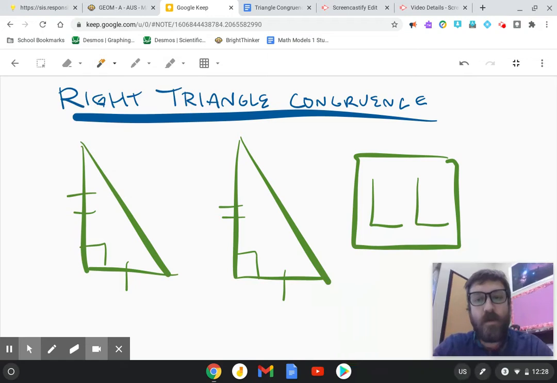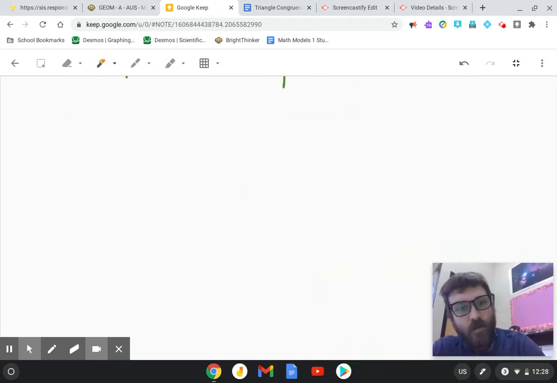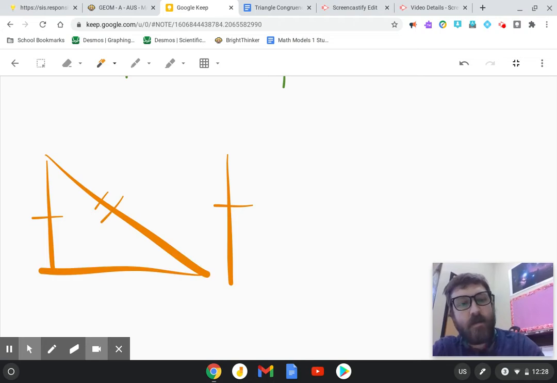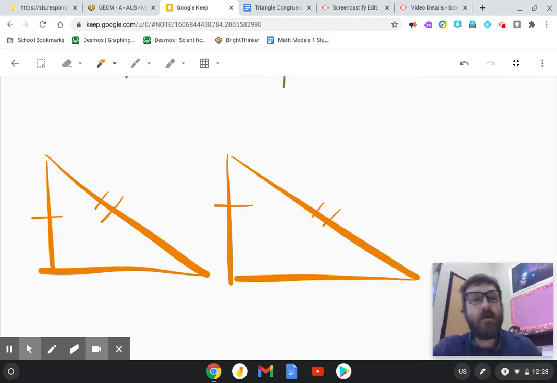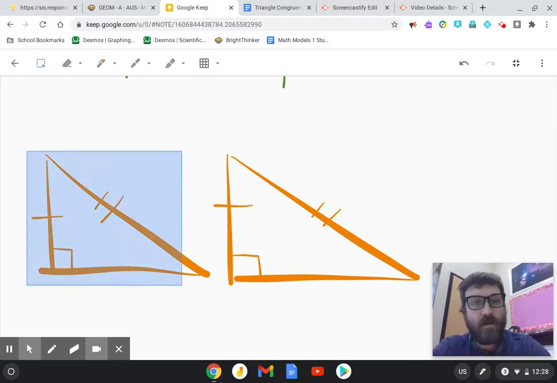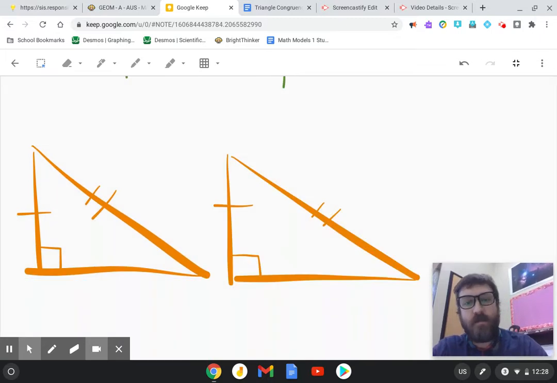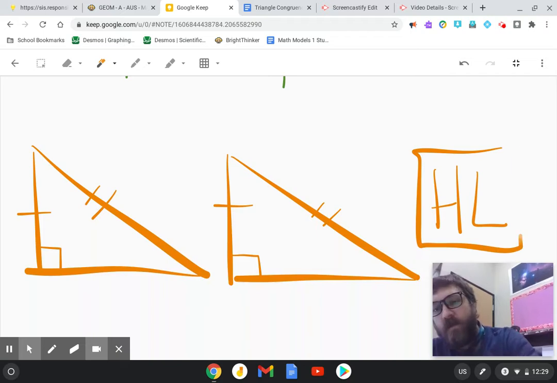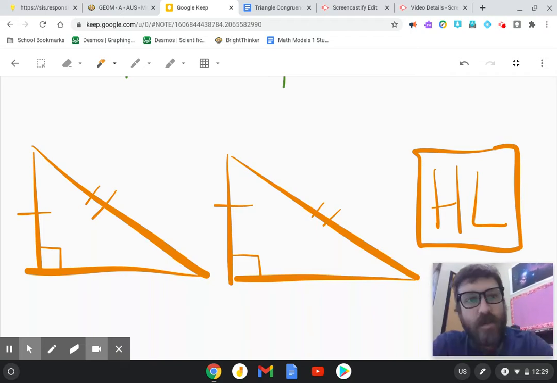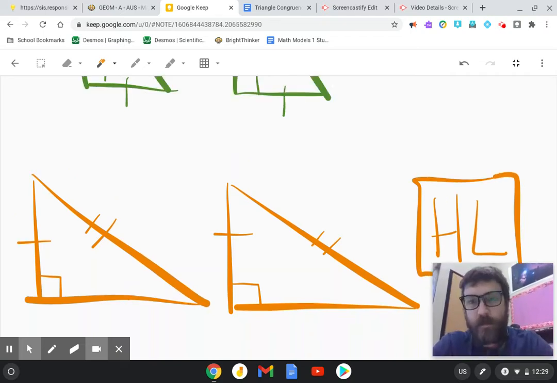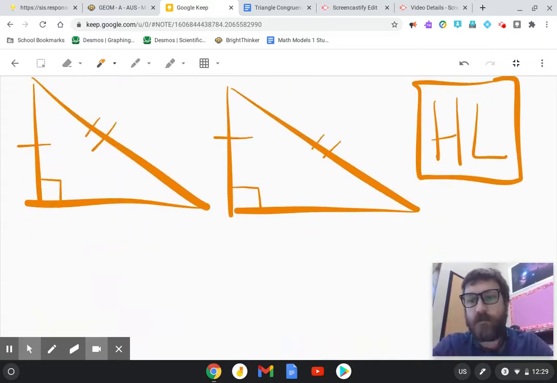So that's one. Next, what if I have a leg and the hypotenuse, for instance? Well, if we have that, again, our right angle is right here. We have one of the legs, and we have the hypotenuse. Make that a little bigger to make it look right. There we go. And this would be considered HL congruence because we're looking at the hypotenuse and one of the legs. So that's the second type of triangle congruence.